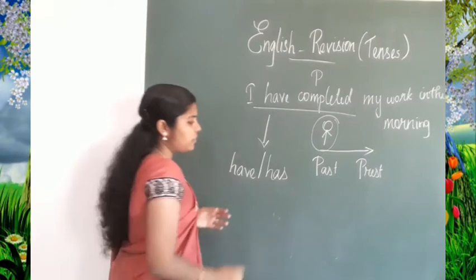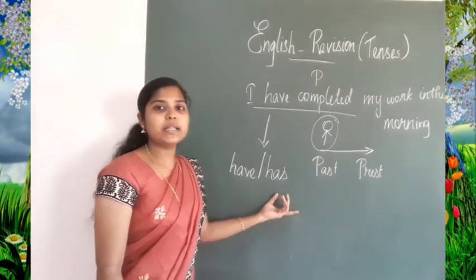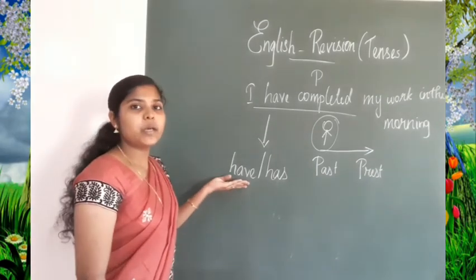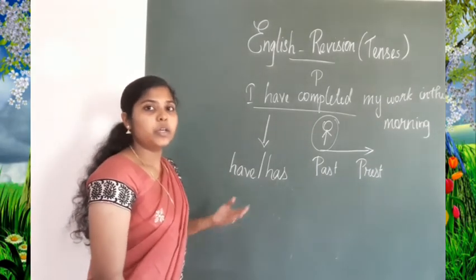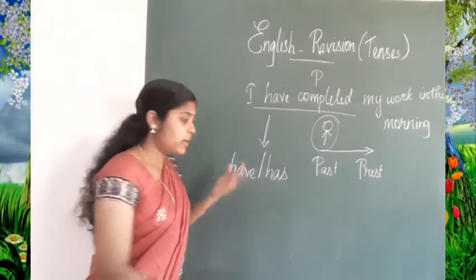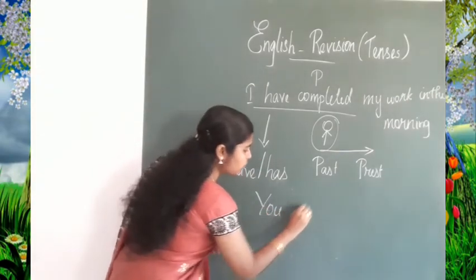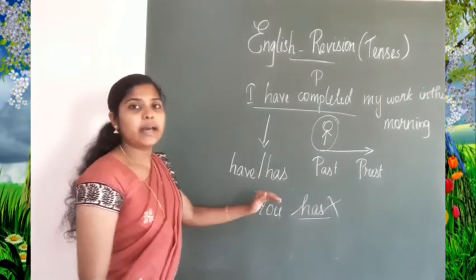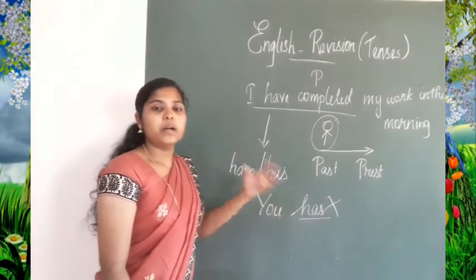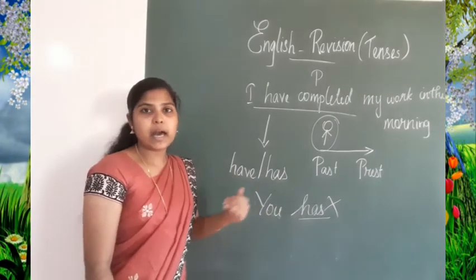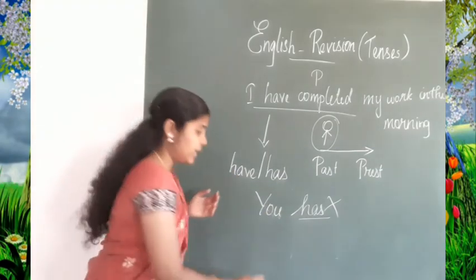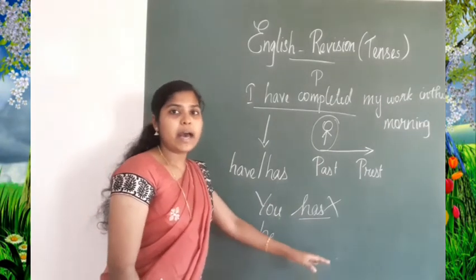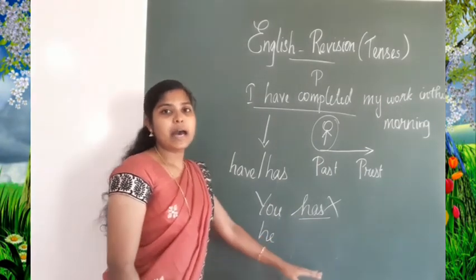has. For he, she, for third person we can use has. For first and second we can use have. I have, you have, they have. You cannot use you has. This is wrong. I have, you have, we have, they have, and he has, she has, it has.